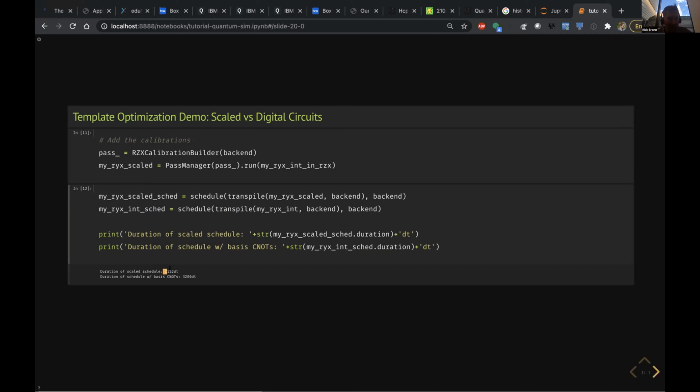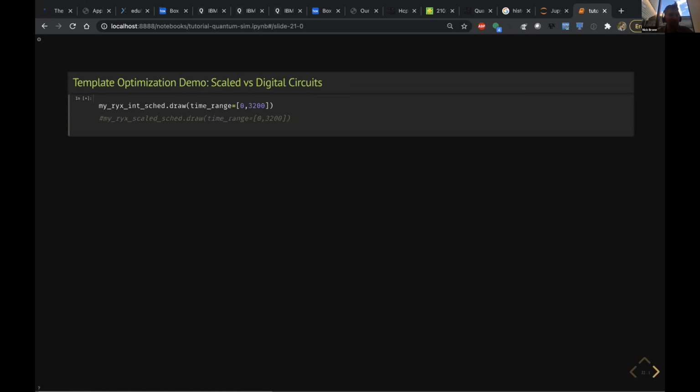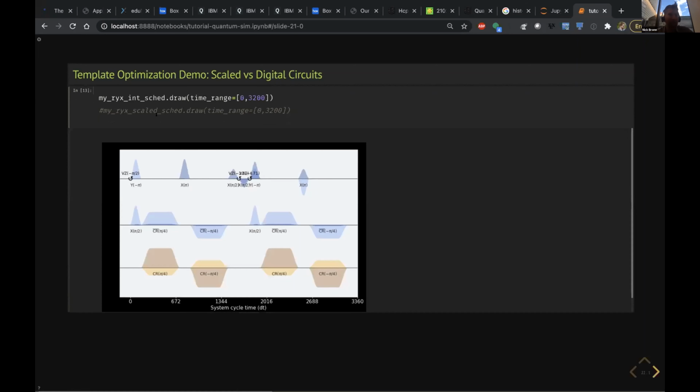And I can just ask, and it's probably hard to see, but you can ask the duration of these schedules, and I can see for the scaled schedule, I'm about 1150 units of the time sample dt, and for the basis CNOTs, I'm about 3200. So I'm about a little over 1/3 of the time of the entire schedule of the basis CNOTs, the way you would go formulaically about to do these interactions if I did the scaled pulse schedule. So this is a little bit easier to see once you look at the actual pulse schedules themselves.